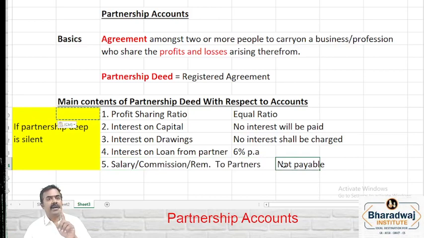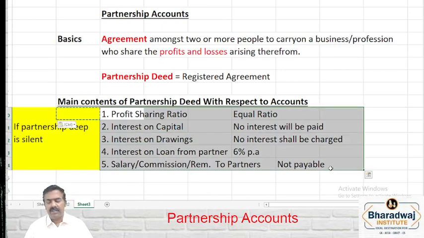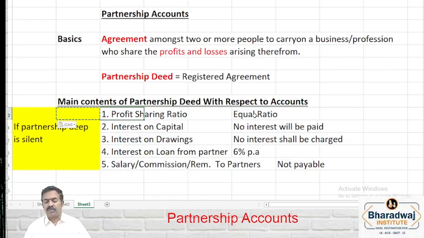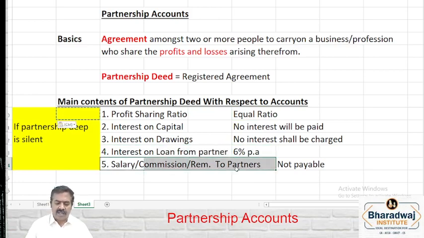Homework, pay attention. So, listen. If in the examination question they don't give you the profit sharing ratio, what matters? Equal ratio. They have given a loan from partners, but they have not specified interest. Then it will be paid at what rate? 6% per annum. Interest on loan alone will come at the rate of 6% per annum. Salary or commission and remuneration to partners are not payable.